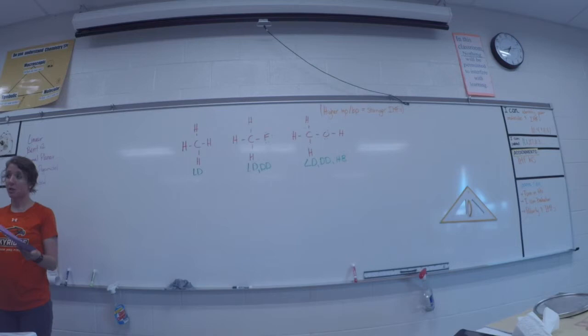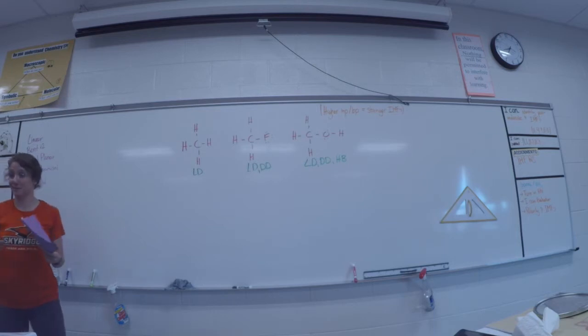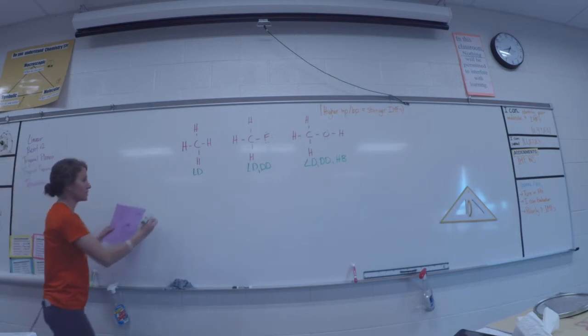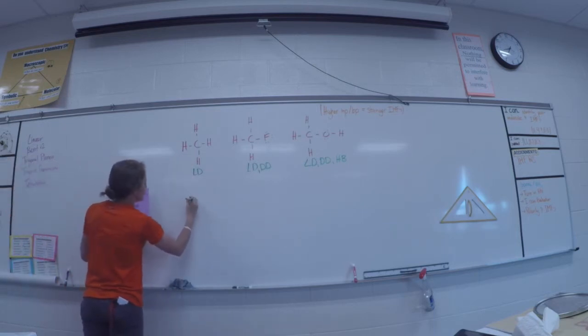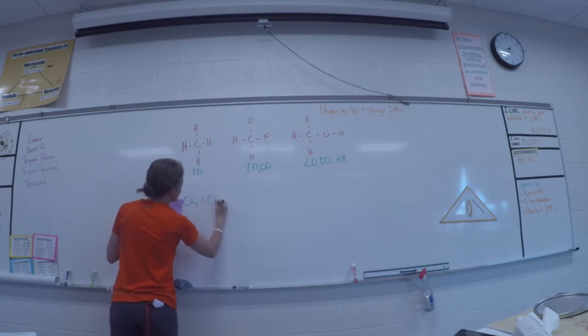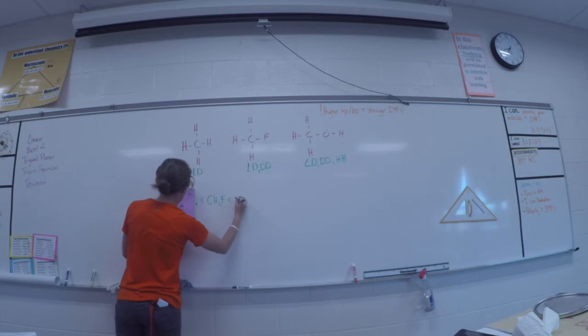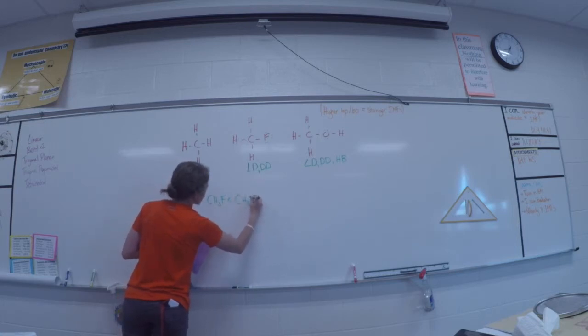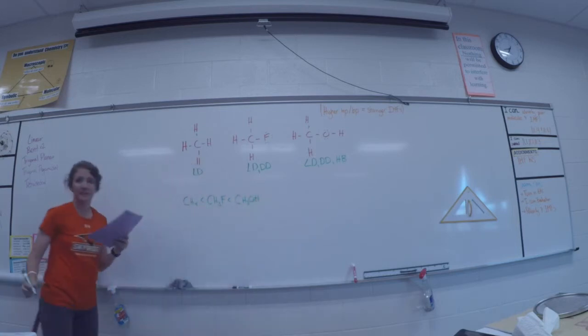So to put them in order from lowest to highest boiling point, they're actually already in order because we're putting them in order from weakest to strongest. So you just write their formulas. So we put CH4 is less than CH3F, which is less than CH3OH in terms of boiling point.